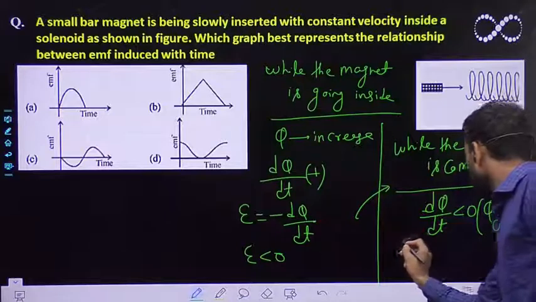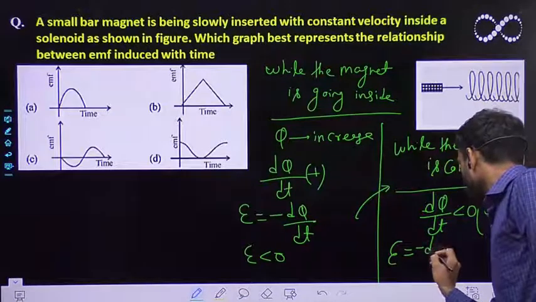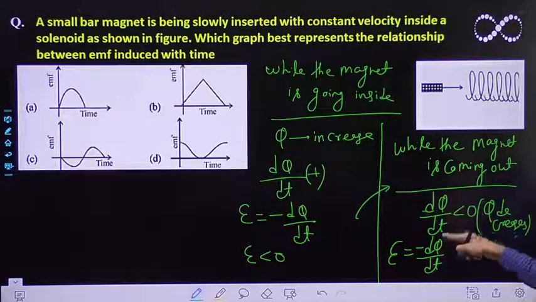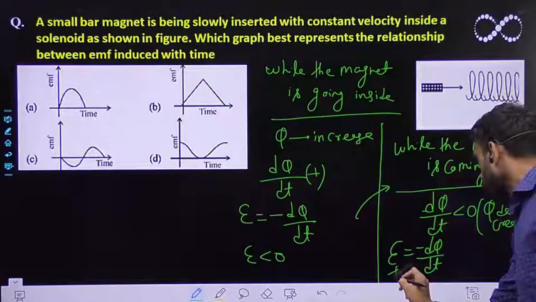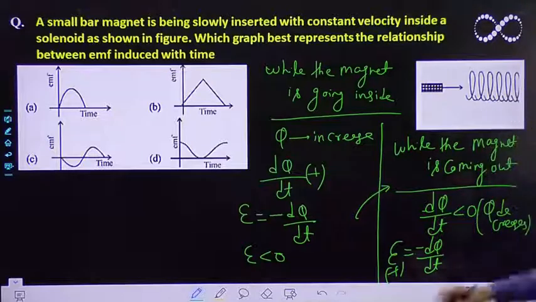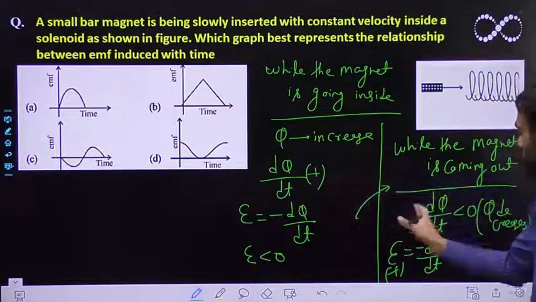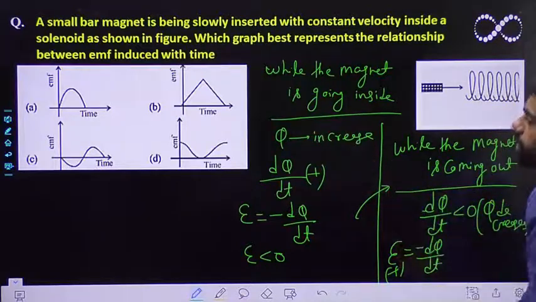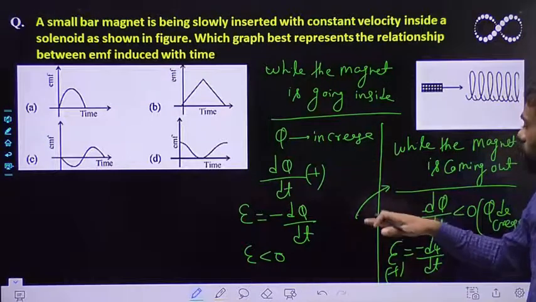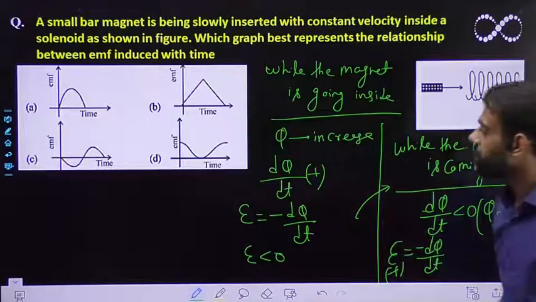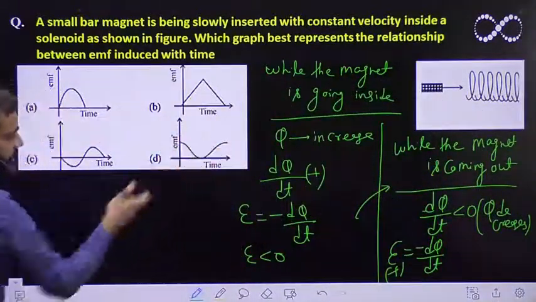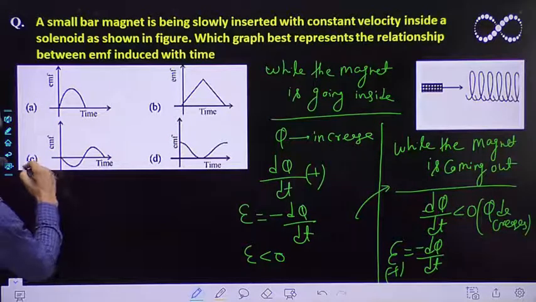So EMF is equal to minus d phi by dt, and here d phi by dt is negative, so this whole sign will become positive here. So you can easily see the EMF is changing its sign. Out of these four figures, only in option C is the EMF changing sign. In this case no change in sign, in this case also no change in sign, so option C will be correct.